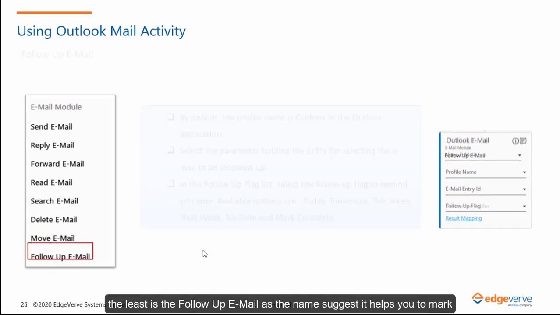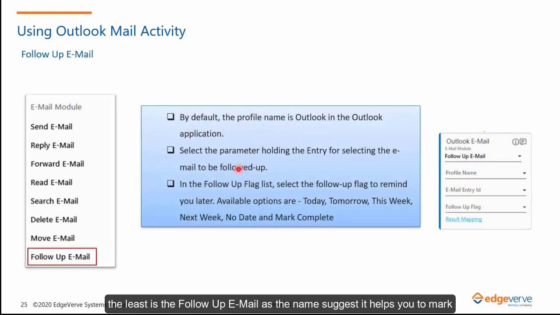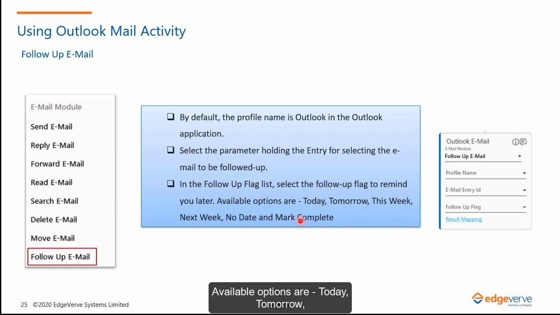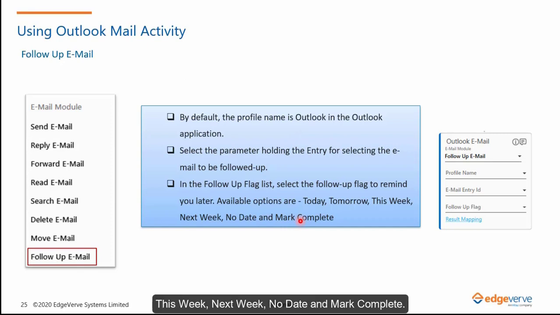Last but not the least is the follow-up email. As the name suggests, it helps you mark a follow-up flag on the email selected as per the entry ID field. So you have the profile name, the email entry ID option, and the follow-up flag. In the follow-up flag list, select the flag to remind you at a later time. Available options are today, tomorrow, this week, next week, no date, and mark complete. All the available flags work as per the options available in the Outlook application.